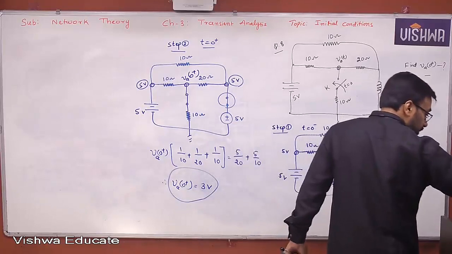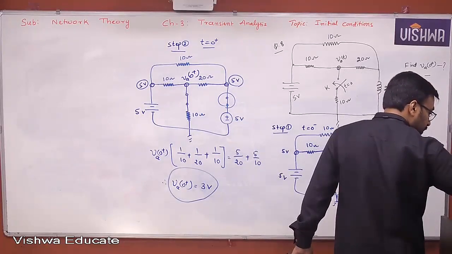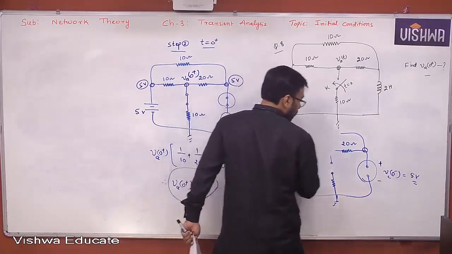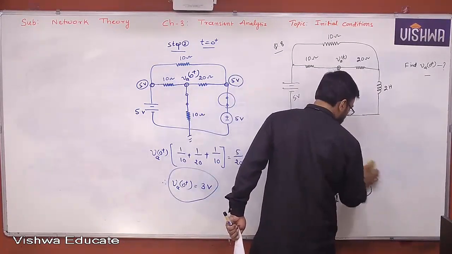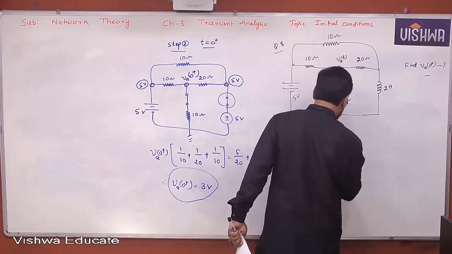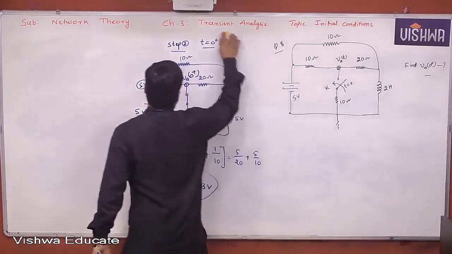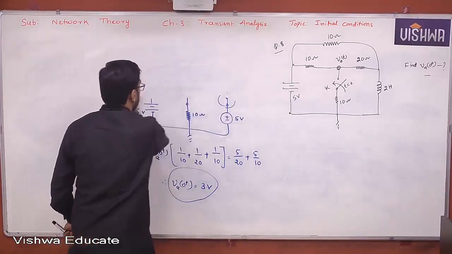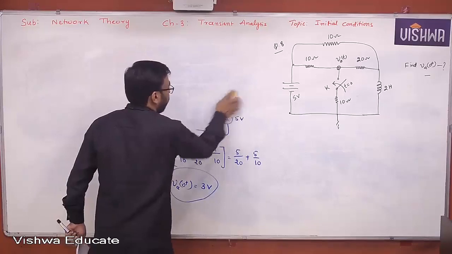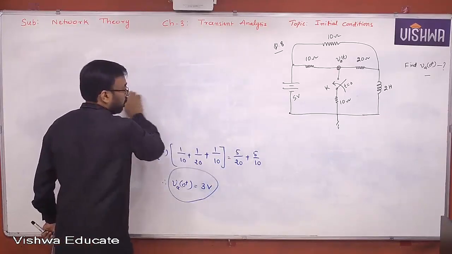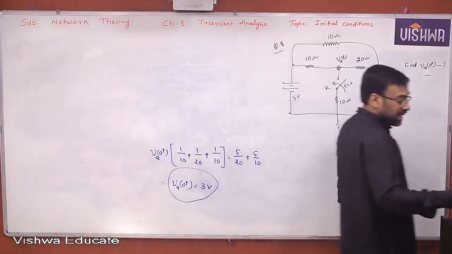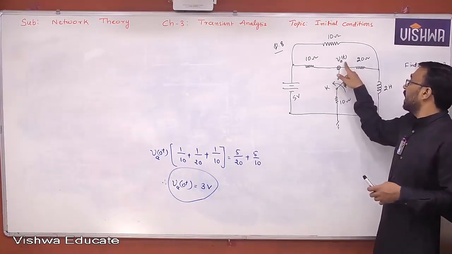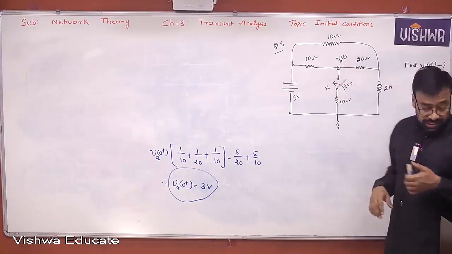So how do you solve it? Let me take this off. I think you have finished this. Okay. Again, the same procedure, right? Because here an inductor is placed, and it is again asking for VA of 0 plus, but the procedure is the same.